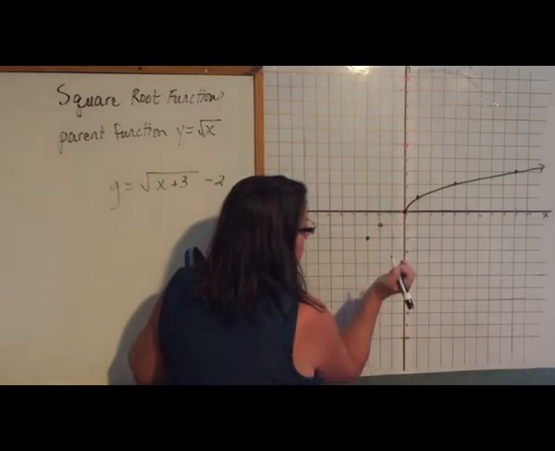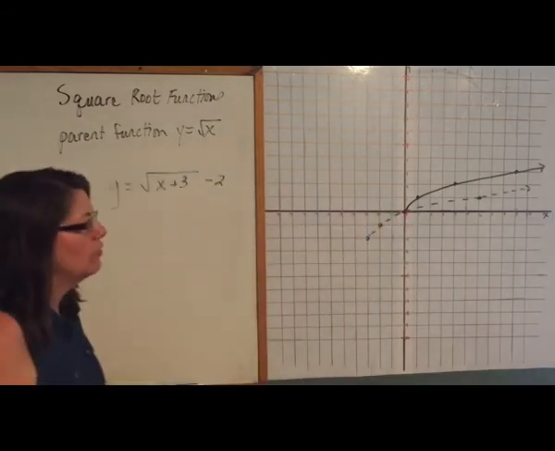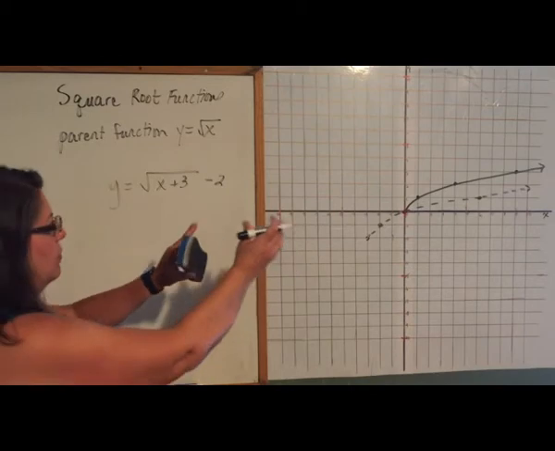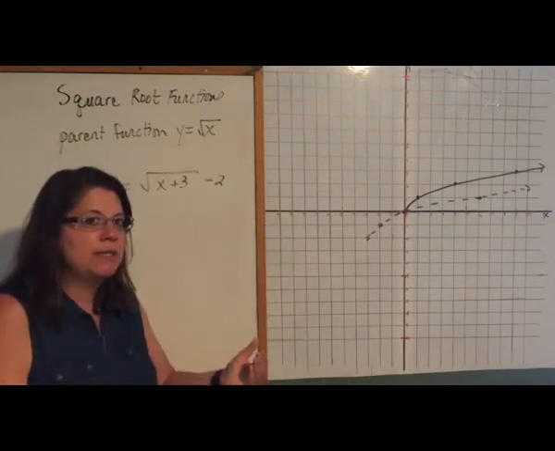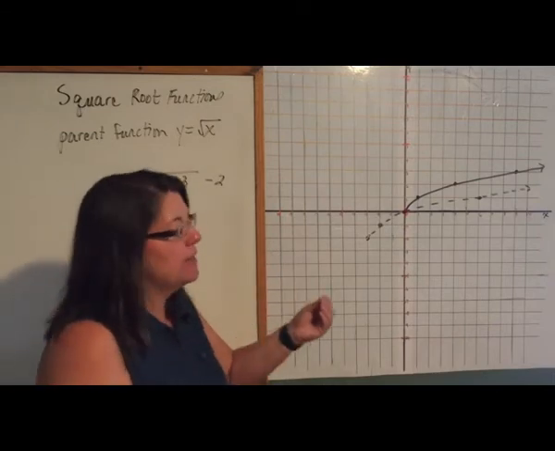Here would be the next point. That would be my new graph. Everything has moved left 3, down 2 for my new graph. So what we're going to do in this section is we're going to go in the opposite direction.